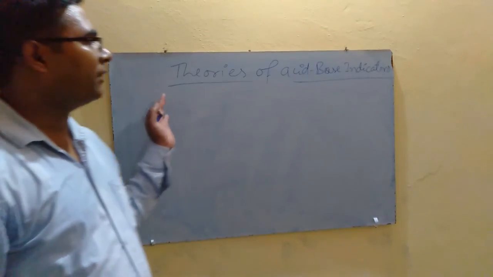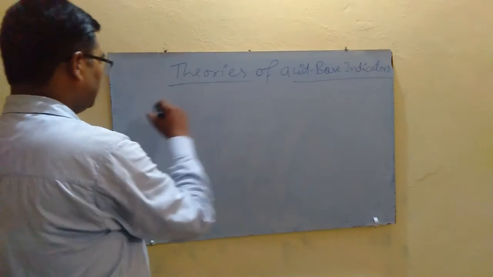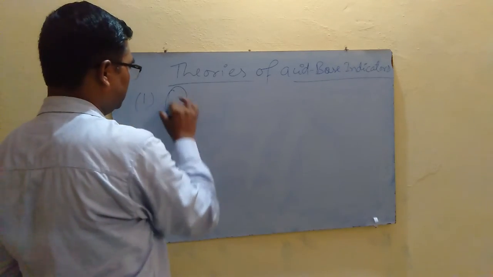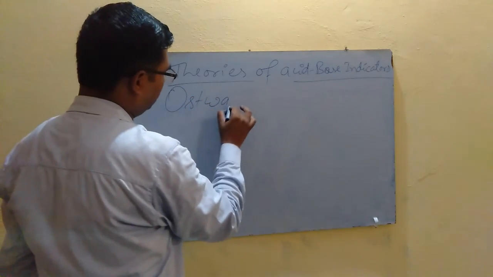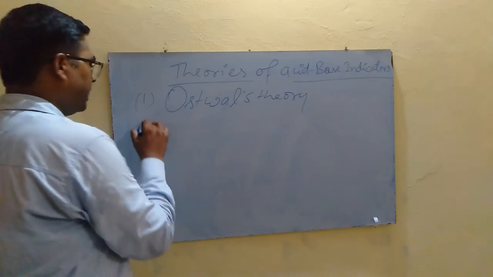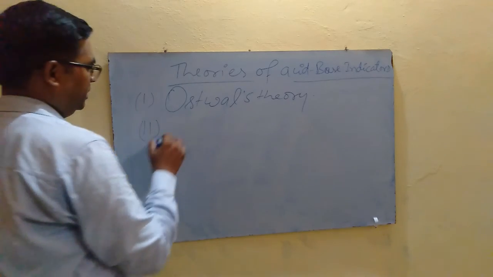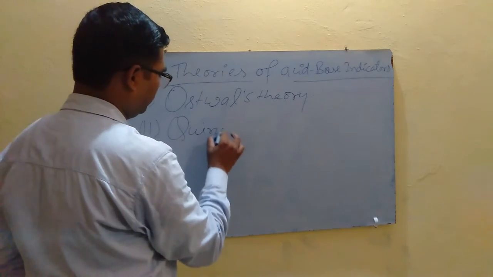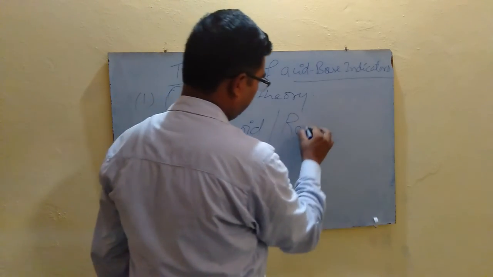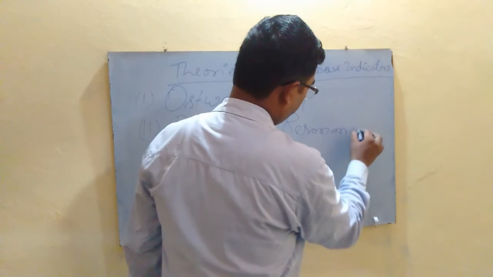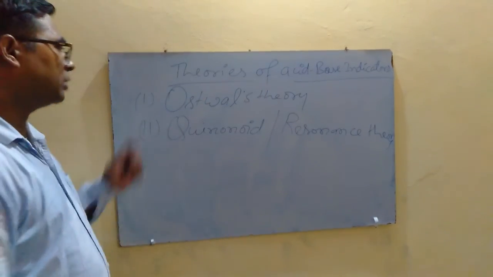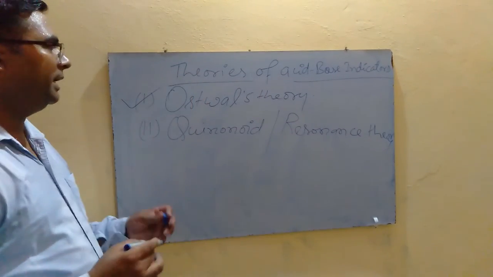Now coming to the theories of acid-base indicators. There are two different theories of acid-base indicators. The first theory is called Ostwald's theory of acid-base indicator, and the second theory is Kuhn's, or it is also called the resonance theory of acid-base indicator. So coming to Ostwald's theory of acid-base indicator.